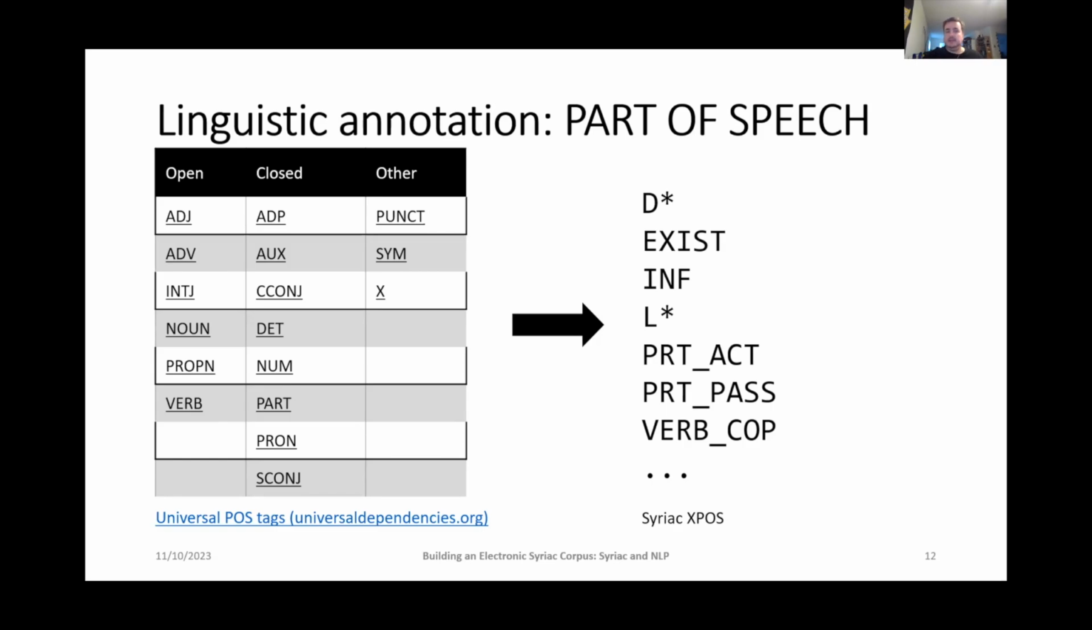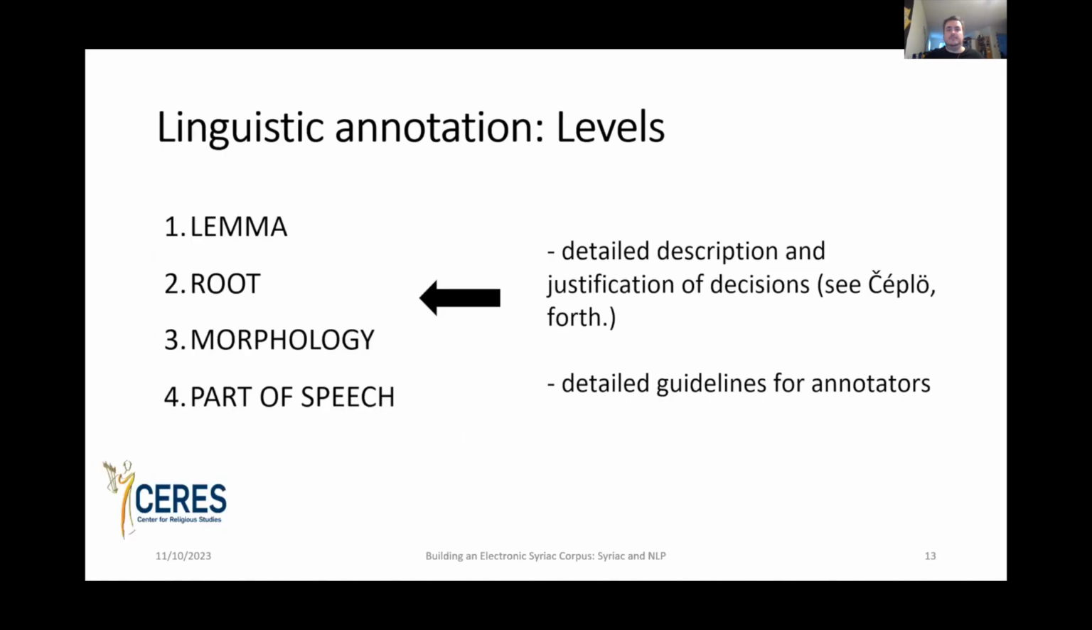So we have taken this and we are expanding it with classes that are necessary for Syriac, keeping in mind that we can then reduce those as necessary for the requirements of the project. And so we're developing what are called language-specific parts of speech for Syriac. XPOS is the official abbreviation.